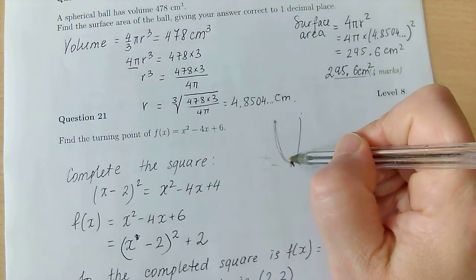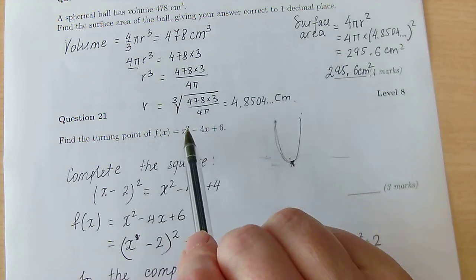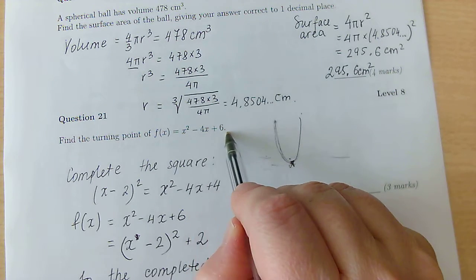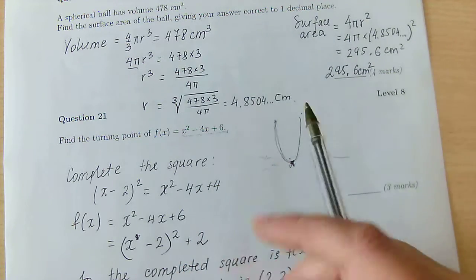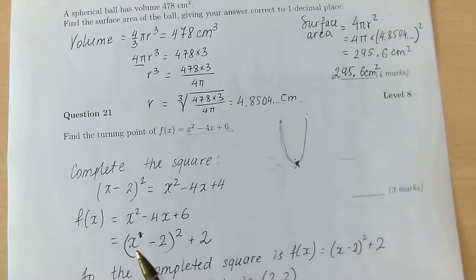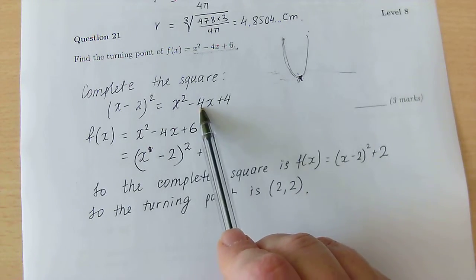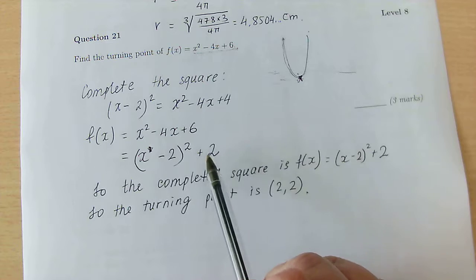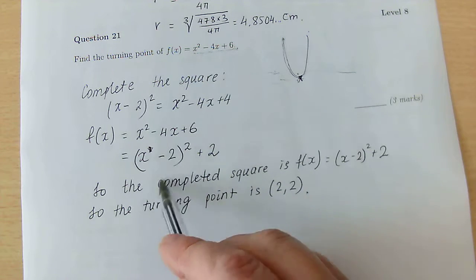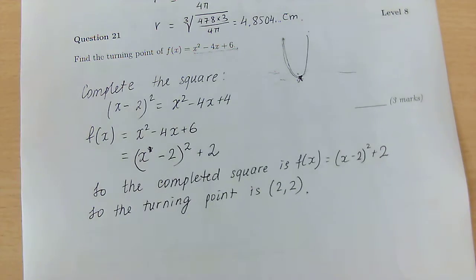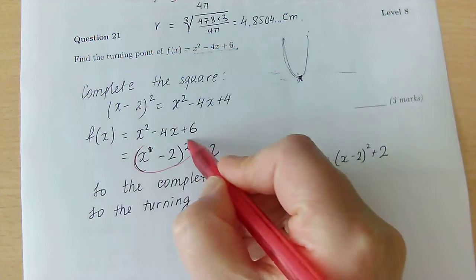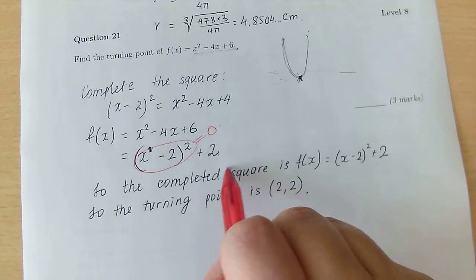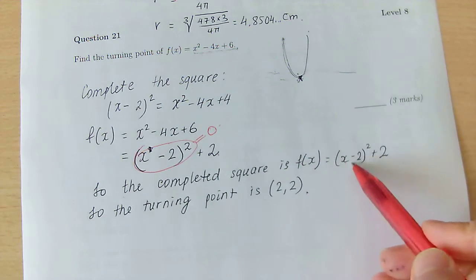Okay, so in order to find the turning point of this parabola, we need to find the minimum point. To find the minimum point, we need to find the minimum possible value of this expression. So for that we're completing the square. When we complete the square, as you can see, we halved the b coefficient. So we've got x minus 2 squared, and minus 2 squared produces plus 4, so we need 2 more to get 6. The minimum possible value of any square is 0, isn't it? So 0 plus 2 is 2. So the completed square is f of x equals x minus 2 squared plus 2.